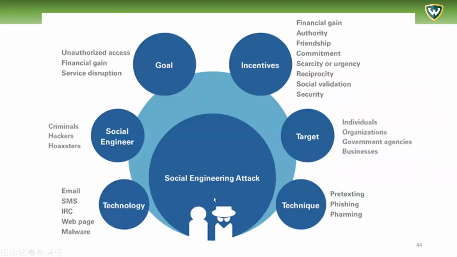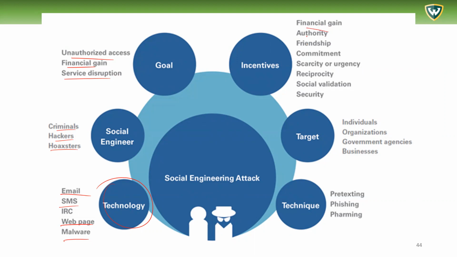So there are many dimensions of a social engineering attack. Here we talk about just some examples of the taxonomy. On the technology level, we have email. They may come from malware. They may come from web pages. They may come from text messages. These can be criminals, hackers, or hoaxers. There are different levels of potential issue. There could be financial gain. It could be about disrupting a service. It could be just gaining access.